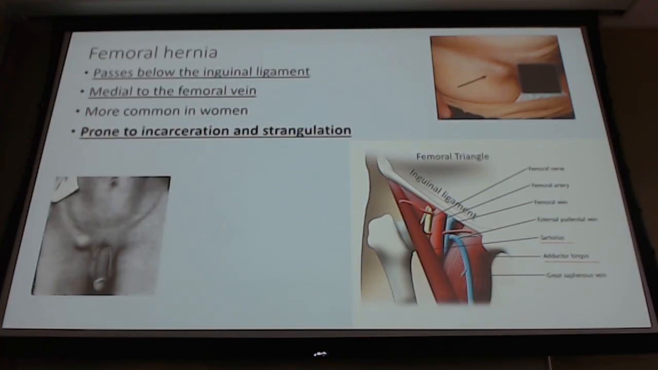Femoral hernias. So again, below the inguinal ligament, within that femoral triangle, medial to the femoral vein. What is our acronym to know where our femoral nerve, artery, vein, and lymphatics lie? Anybody remember? NAVEL is one, right? So you start out at the hips, you have nerve, artery, vein, empty space, lymphatics.